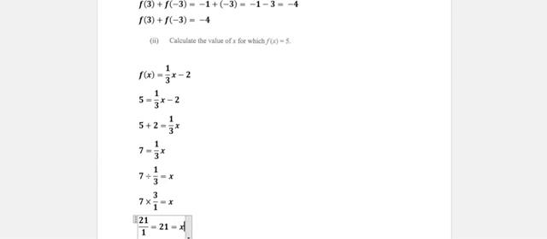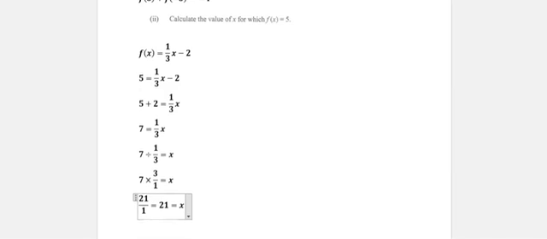So therefore, when f of x is equal to 5, our x value is 21. And should you work this the other way around, where you substitute x in the function with 21, you will see that you get back your f of x to be 5, as that which is given here.